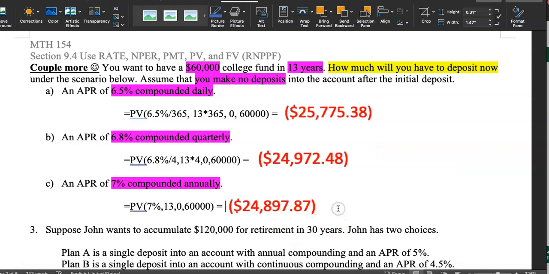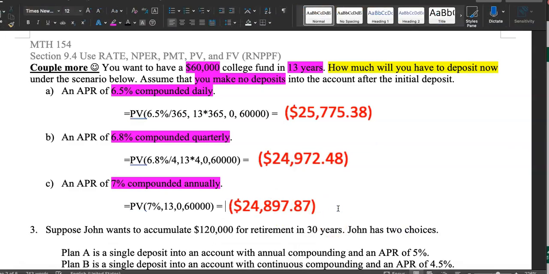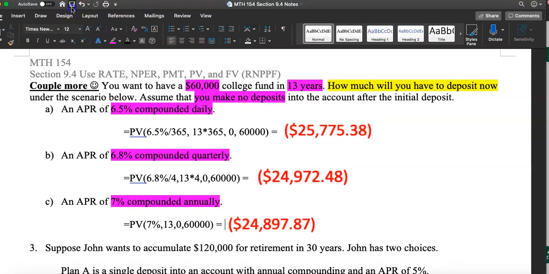Alrighty. So if you're making a choice, which option are you going to go with? Are you going to go with the option that requires you to put the most money in today? No, that's my money, right? I'm going to go with the third option because this is asking me to only put $24,897.87. Out of these three amounts, this one was the least initial deposit that I need, but they're all going to grow to be $60,000 in the next 13 years. I think I'm doing really good. How are you doing?